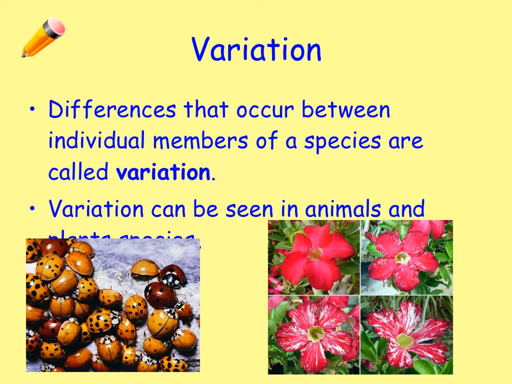can be seen in animals and in plants, and I've just put two examples here. Over at this side we've got ladybirds, and you can see that there's a variation in the number of spots on the ladybirds and in the colouring. On the other side here we've got a type of flower, and you'll see that there's variation in the colouring. In humans there's all sorts of variation: eye colour, hair colour, skin colour, heights, and so on.